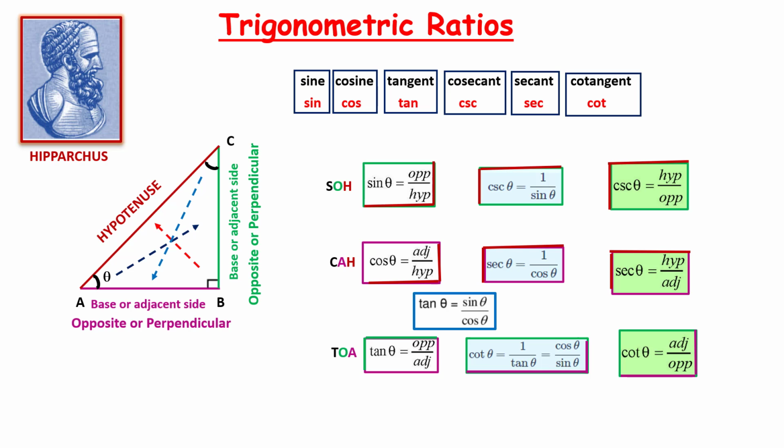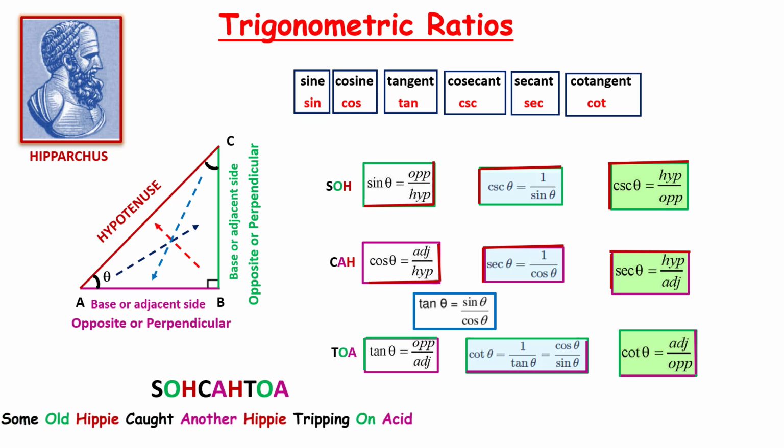The mnemonic to remember the definitions of trigonometric ratios is SOH, CAH and TOA. You can call it SO, Ka, Toa, which you can remember as some old hippie caught another hippie tripping on acid. You can have fun playing with your friends by taking it as a tongue twister and hence memorize it.